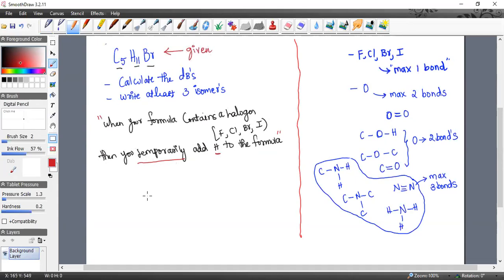So I'm going to add hydrogen to the given formula, so it becomes C5H12Br. So this is given. This is the new given, okay? And then let's go get our different color.